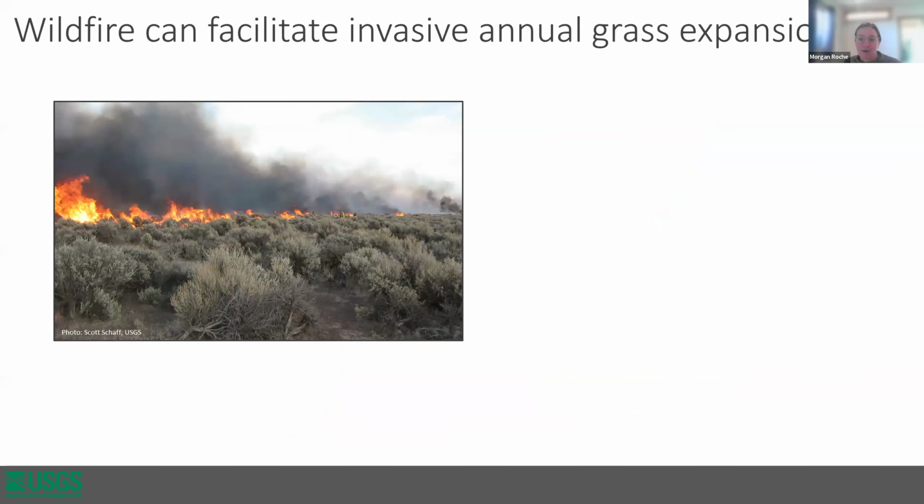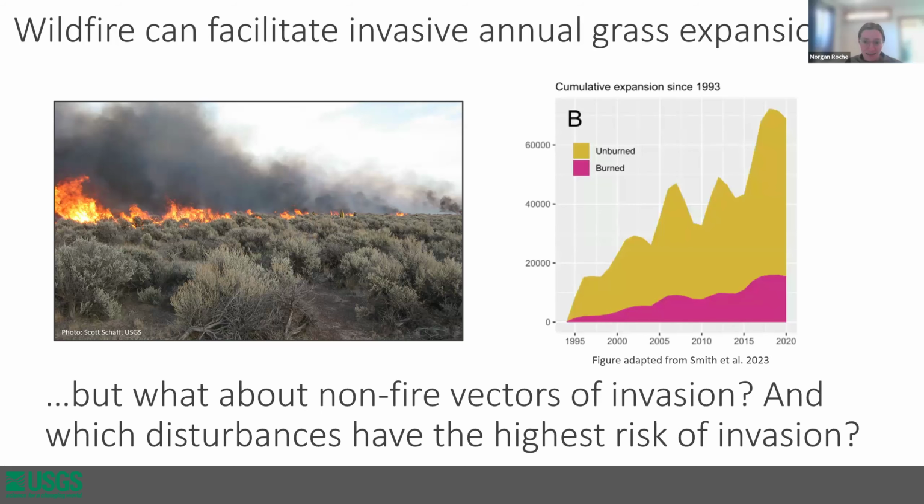It's pretty well known that wildfire can facilitate invasive annual grasses, especially in sagebrush ecosystems with low resistance to invasion and resilience to disturbance, or with repeated burning. But wildfires are certainly not the only disturbance in the system, or the only disturbance driving annual grass invasion. This figure shows the amount of area that has transitioned to invasive annual grass dominance in pink, and unburned transitions in yellow. You can see there's a pretty large area in that yellow that has converted to invasive annual grass dominance, not due to fire.